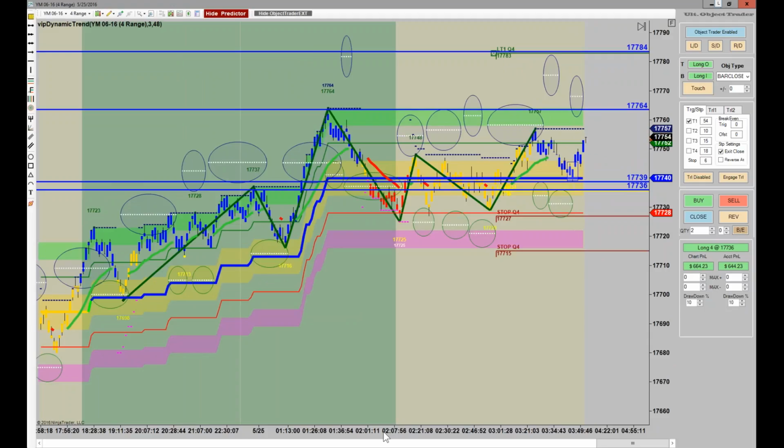Now, is everybody seeing a little bit easier way to see some safe and probable, high probability type trades, highly profitable trades that you can take, like this even?